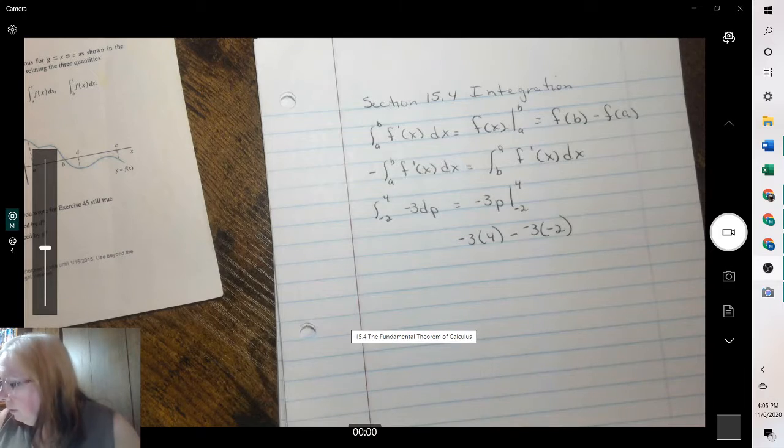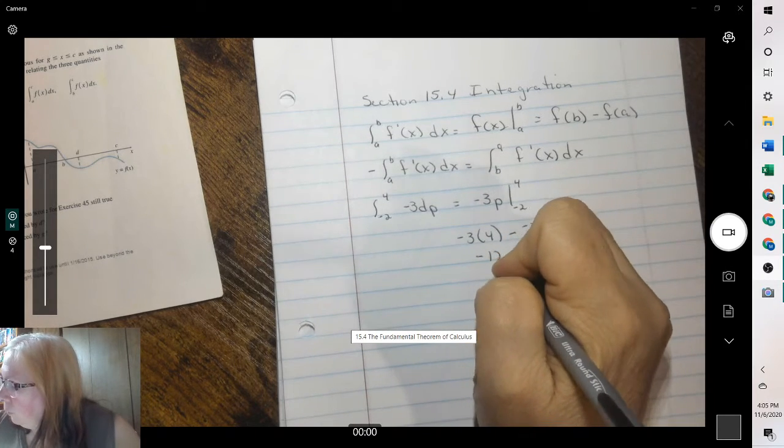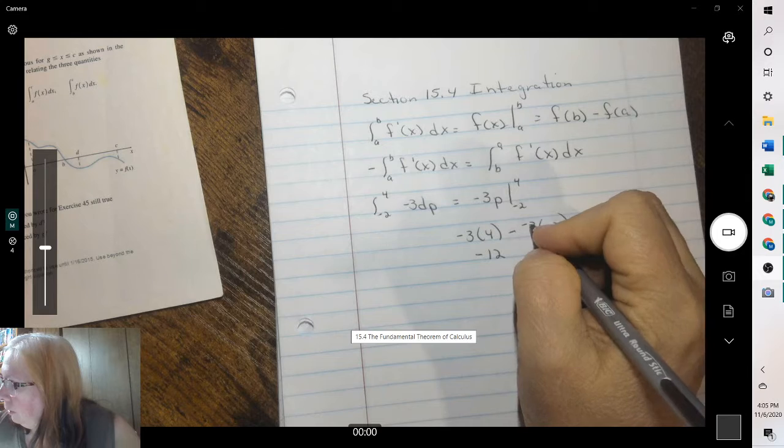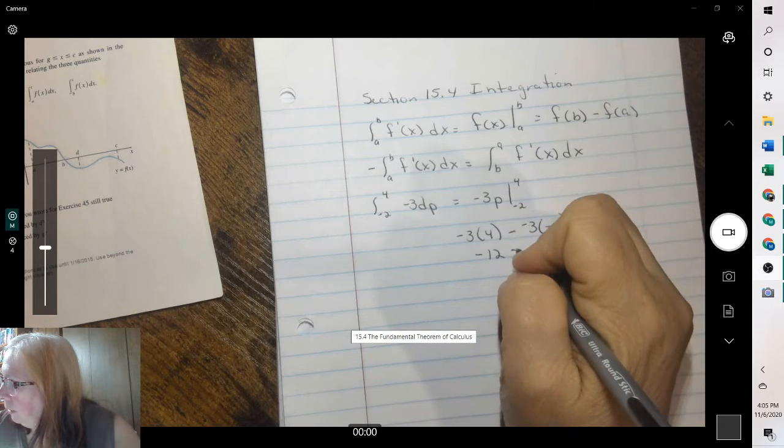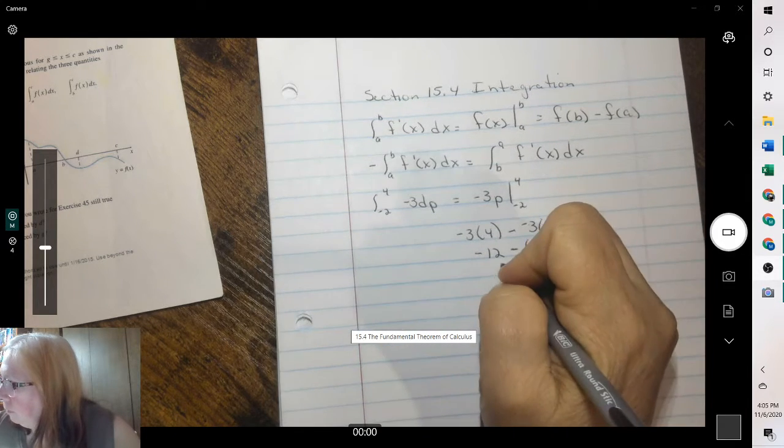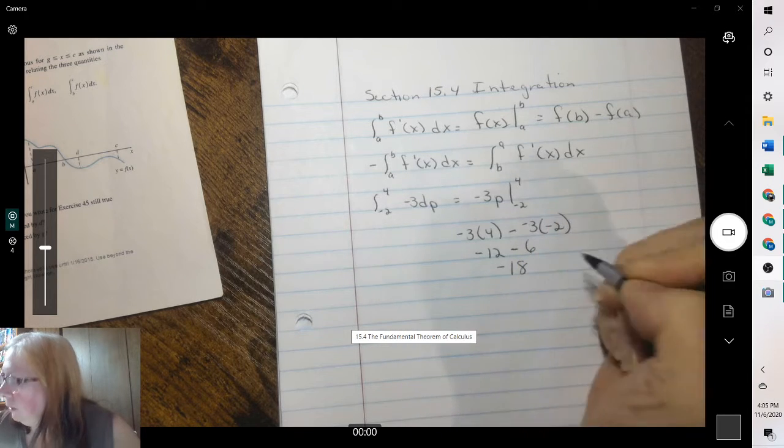-3 times 4 is a -12. And then these two make a positive, but this one makes it a -6, -18.